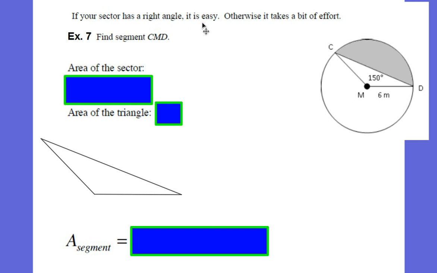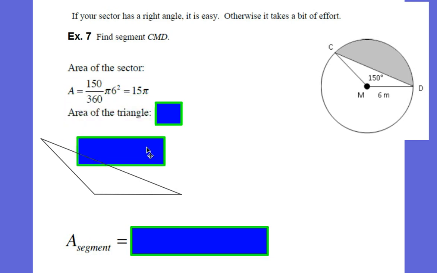So, okay, it's telling us to find segment CMD, so the shaded part right here, okay? So the way we do that, we first find area of the whole sector, area of triangle, subtract them, boom, we're done. Now, area of a sector, you guys can go ahead, if you want to pause it and try to do that on your own, go for it. I'm going to reveal the answer here. I think y'all are good on the sectors. So that would be all the work, which simplifies to 15 pi. All right, that part's not so bad.